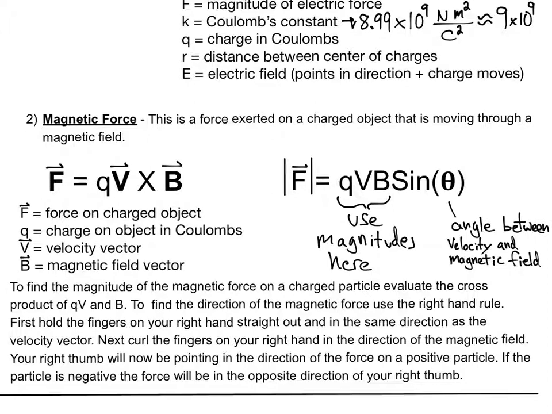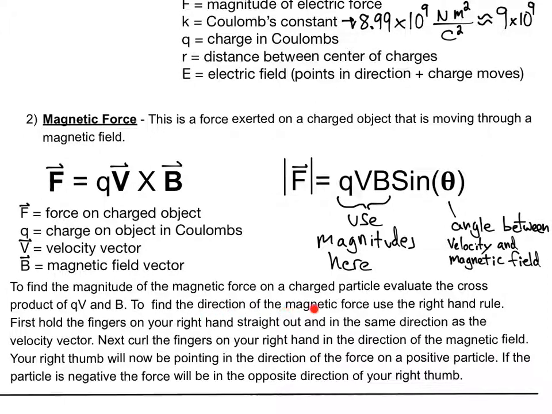We'll use the right-hand rule to figure out the direction, and we'll use this shortcut here to figure out the magnitude. So here you use the magnitude of Q, the magnitude of V, and the magnitude of B, and then theta is the angle between the velocity vector and the magnetic field vector.